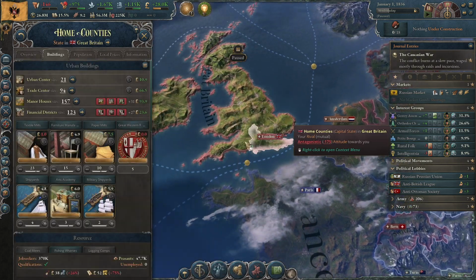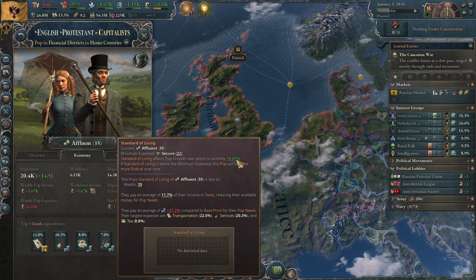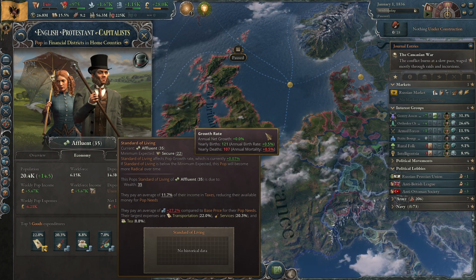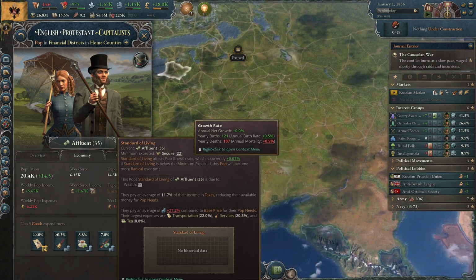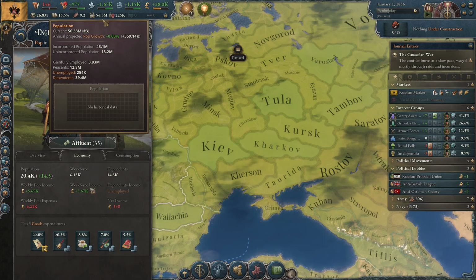If we mouse over to Britain really quick and grab some of their richer capitalists, we can see they have a very low birth rate and a very low mortality rate because of how rich they are. So that's a side note for that game mention, because population does also affect how big your economy can get and how much you're demanding.